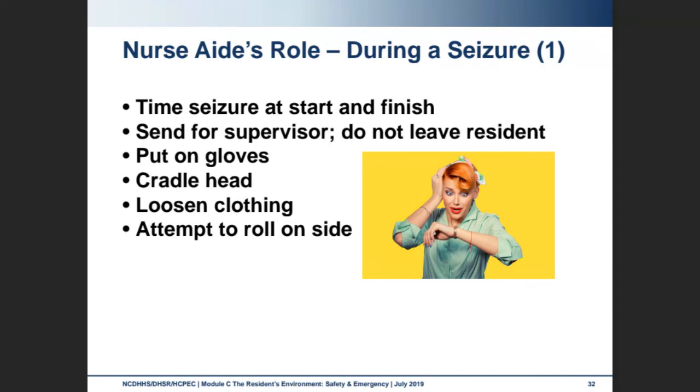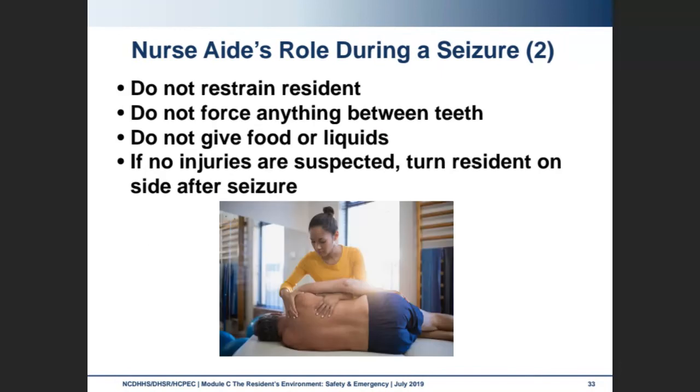I want to put on gloves. We want to protect the patient's head because if they're having a seizure, we want to protect them from getting further injury. And loosen clothing so that they don't have any trouble breathing. And if we can, we want to roll that patient onto their side. We don't want to restrain the resident or restrict their movement. That can actually cause more injury.